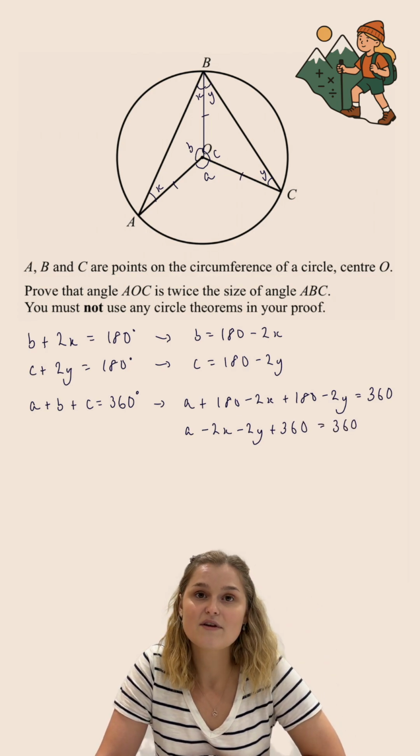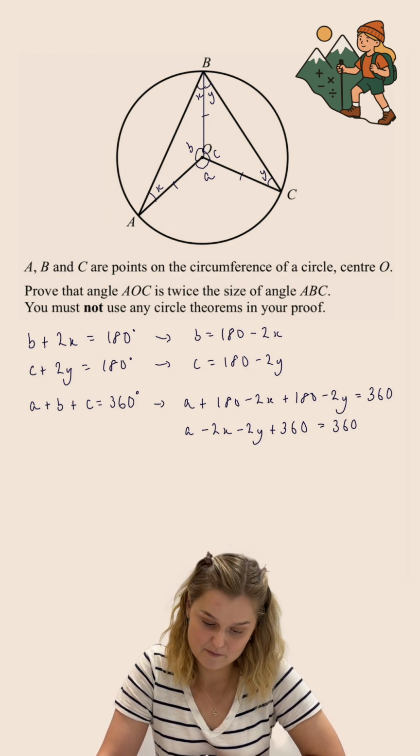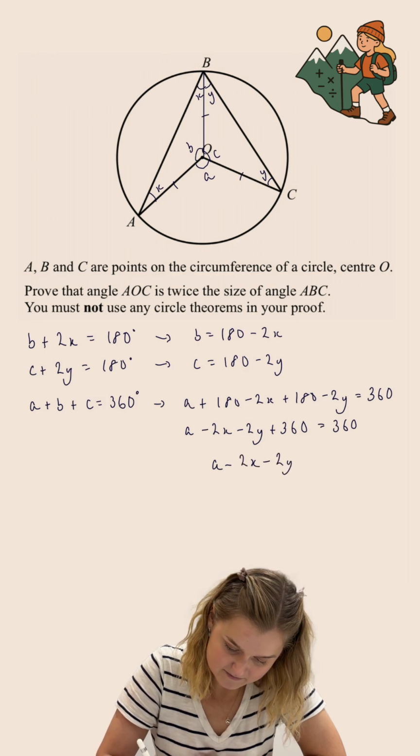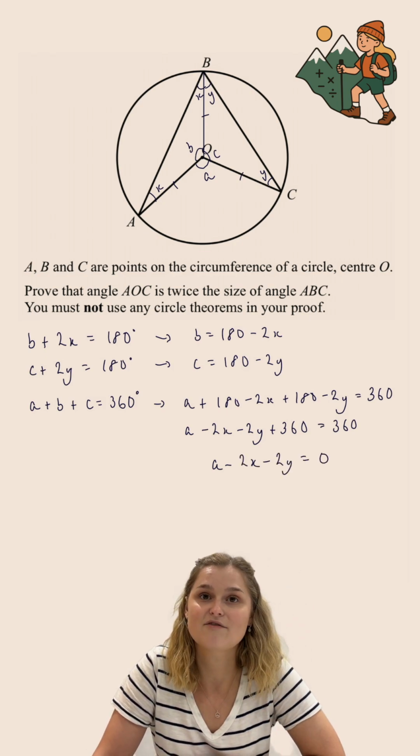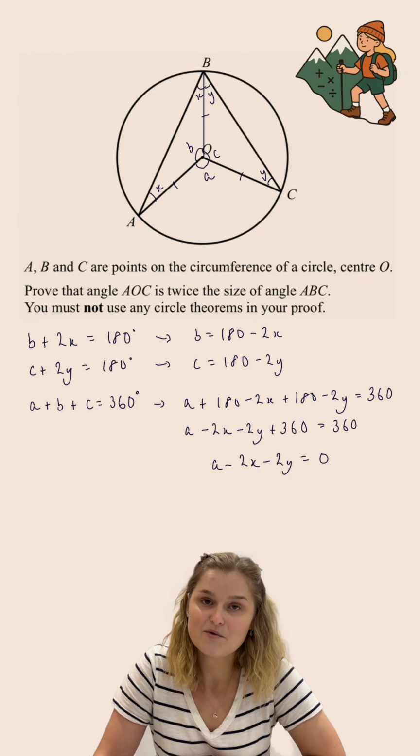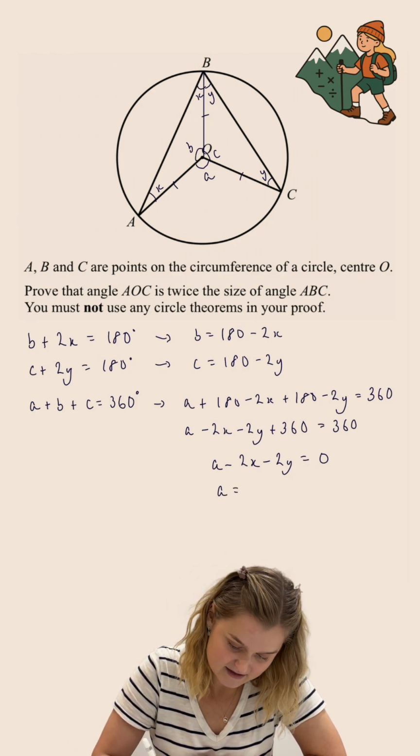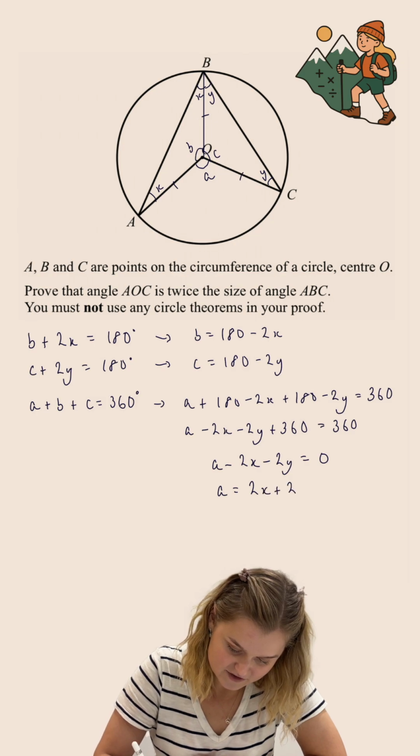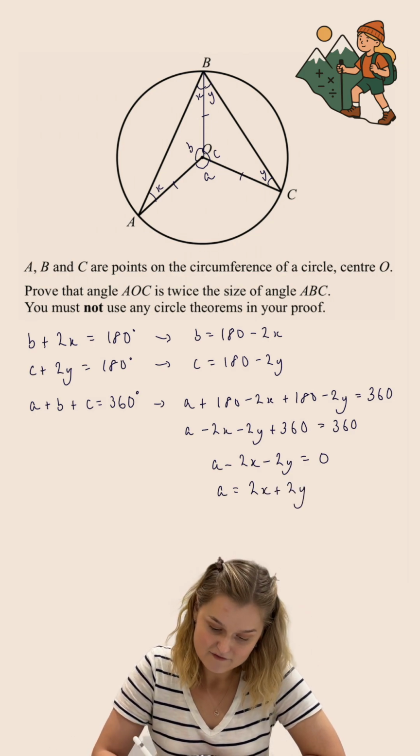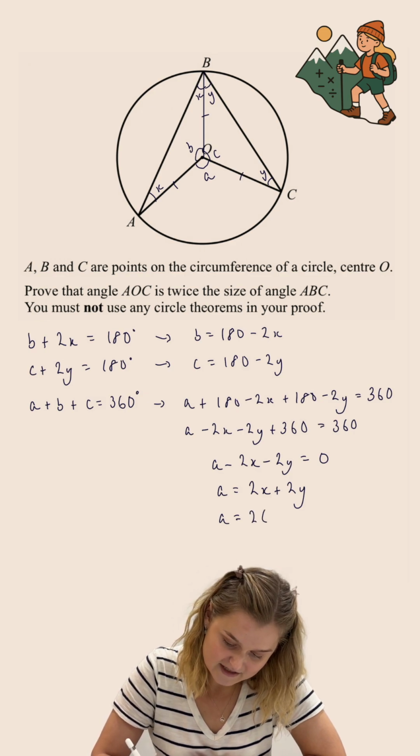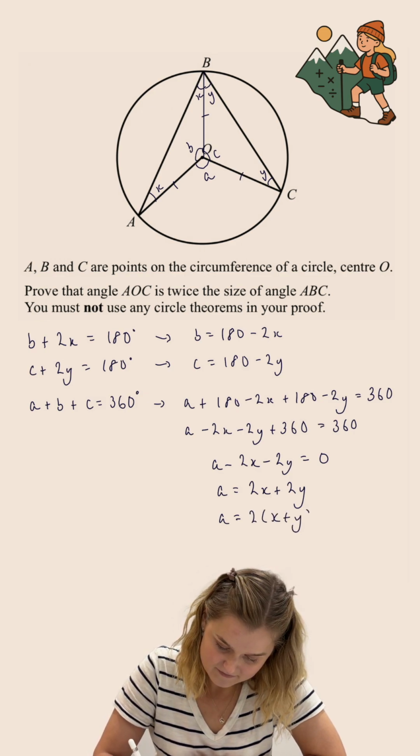Now, because I have 360 on both sides of my equation, I'm going to subtract it from both. That's going to leave me with A subtract 2x, subtract 2y equals 0. I'm then going to add the 2x and add the 2y to both sides to give me A equals 2x add 2y. Factoring out the 2 on this right-hand side, I get A is equal to 2 bracket x plus y.